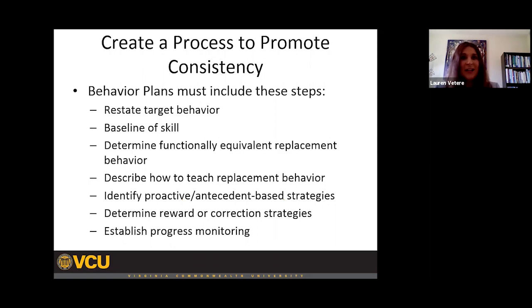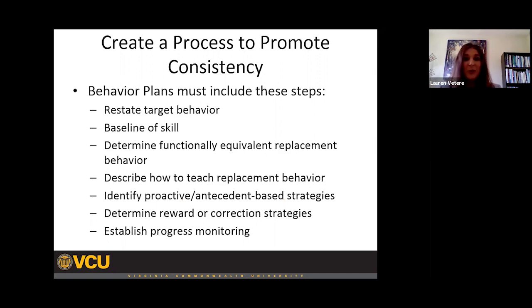So creating a solid infrastructure of the FBA process is essential. We always talk about there being behavioral non-negotiables. And using an online platform, create an interactive checklist for those non-negotiables that tracks those FBA and BIP steps. So the checklist will make sure all of those components of the behavior plan are addressed.